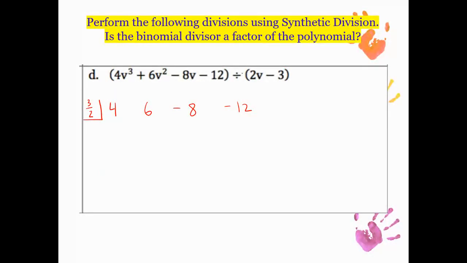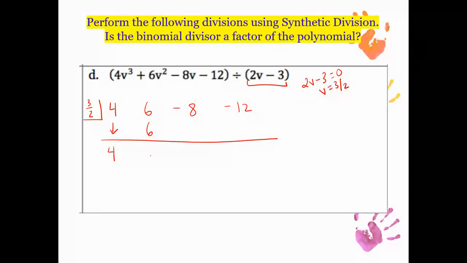Make sure you're focused on the fact that this is a factor. I'm going to use the zero product property to figure out the zero that goes with that. Okay, so let's bring down the 4. 4 times 3 halves is what, 6? Yeah, which gives me 12. That gives me 18, 10, 15, 3. Well, it gave me a remainder.